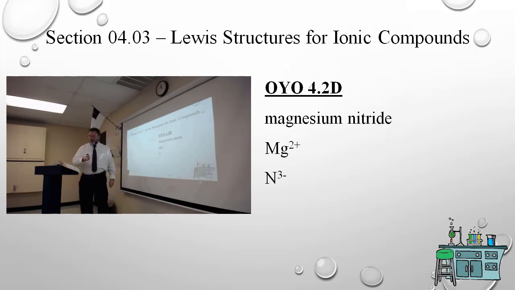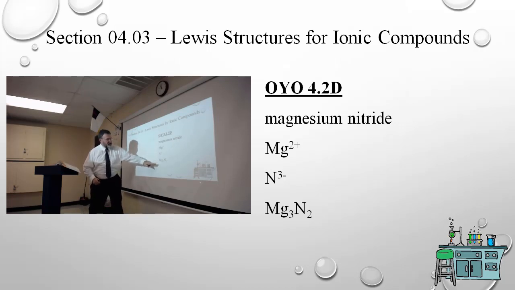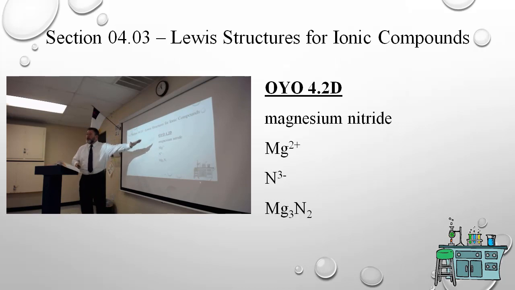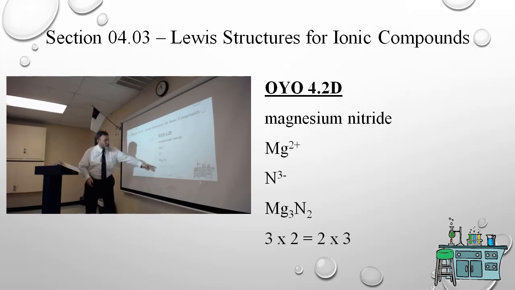Mg3N2. Do you see how we wrote it metal first, nonmetal second, and the subscript is the superscript of the opposite ion? So nitrogen had a 3, therefore magnesium, there's 3 of them. Why does it have to look like that? Because 3 ions of a plus 2 charge gives me plus 6. And then 2 ions, each with a negative 3 charge, is 6. 6 equals 6. It's a net neutral molecule. Magnesium nitride is Mg3N2.